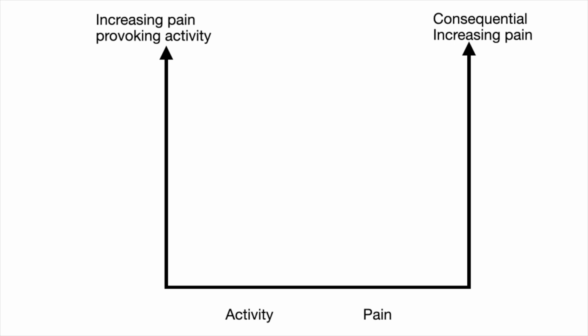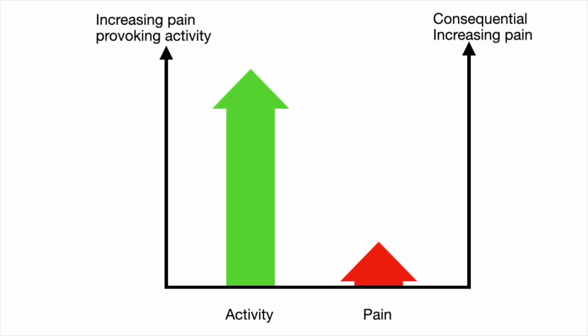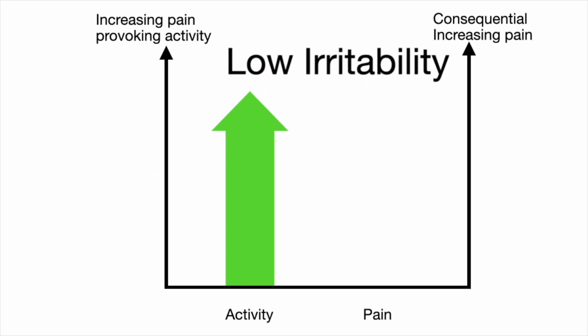At the low end of the spectrum, we could have a situation whereby a known pain provoking activity is undertaken, but a great deal of this activity is required before pain is experienced. Equally, once the activity has slightly reduced, the pain drops away very quickly. This set of circumstances is known as low irritability.